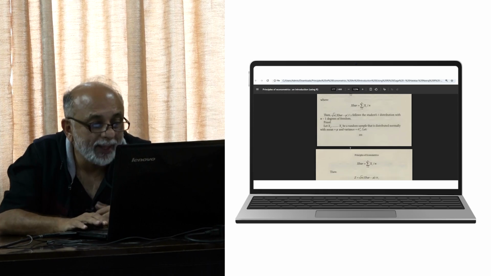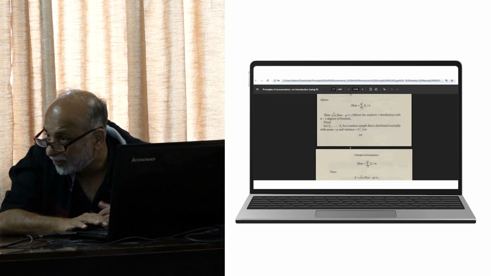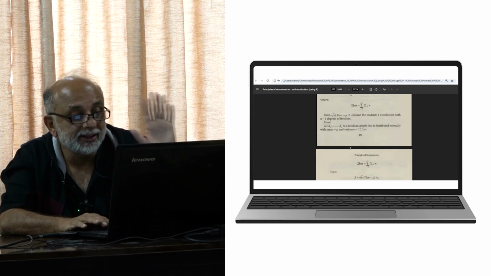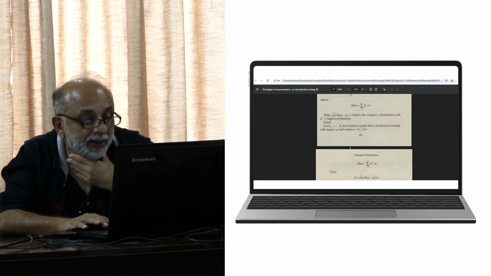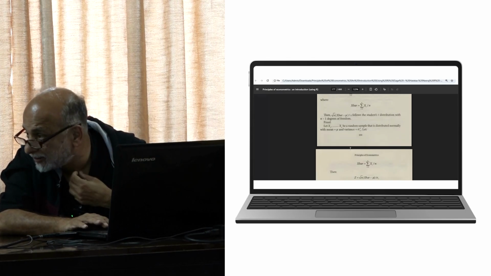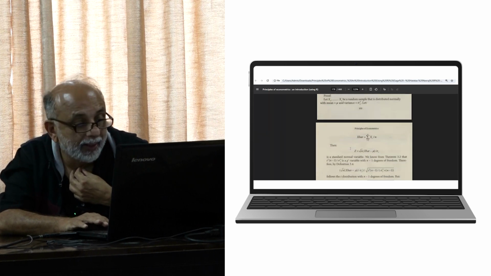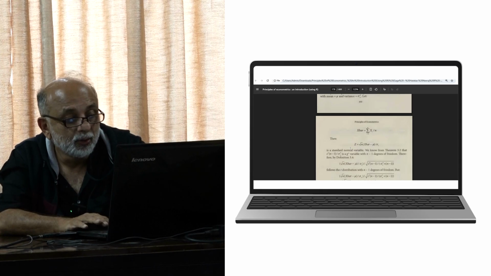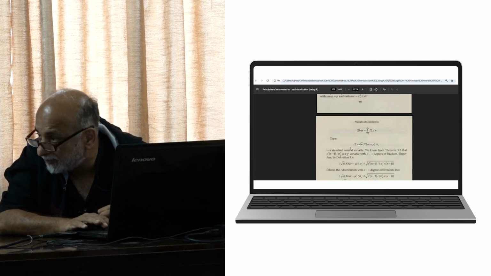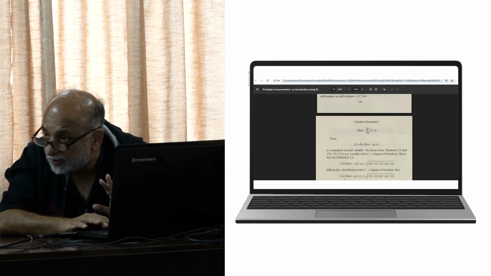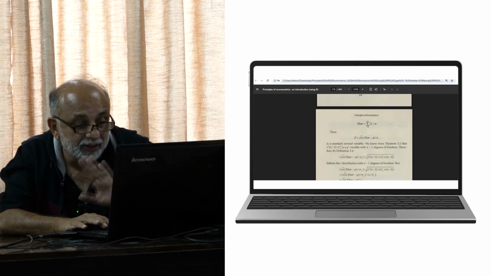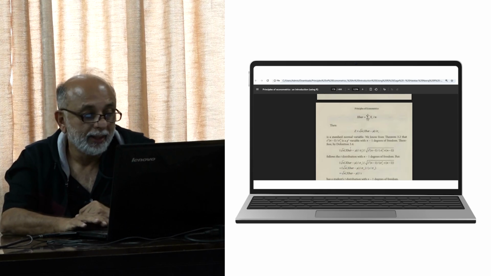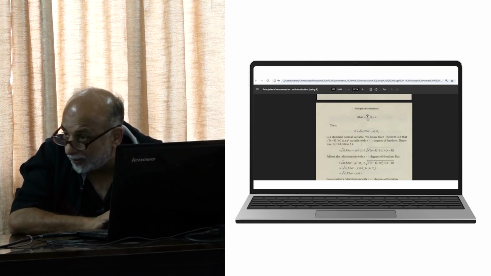Let x1, x2, xn be a random sample that is distributed normally with mean mu and variance sigma square. Any questions on this? Let x bar be the sample mean and z is root n times x bar minus mu upon sigma. No doubts about this. So this is a standard normal.